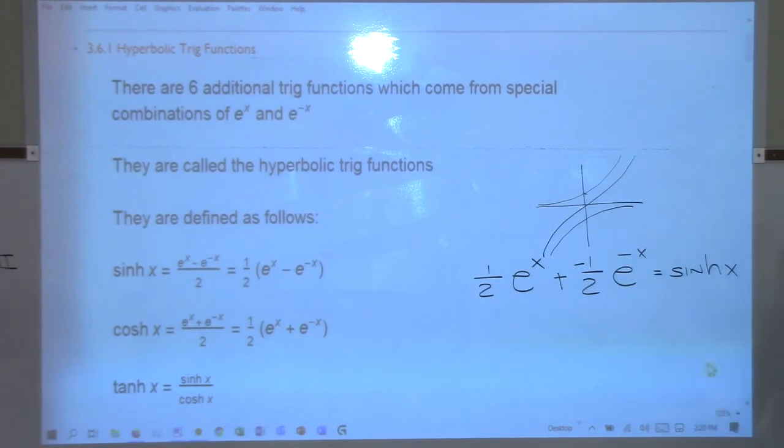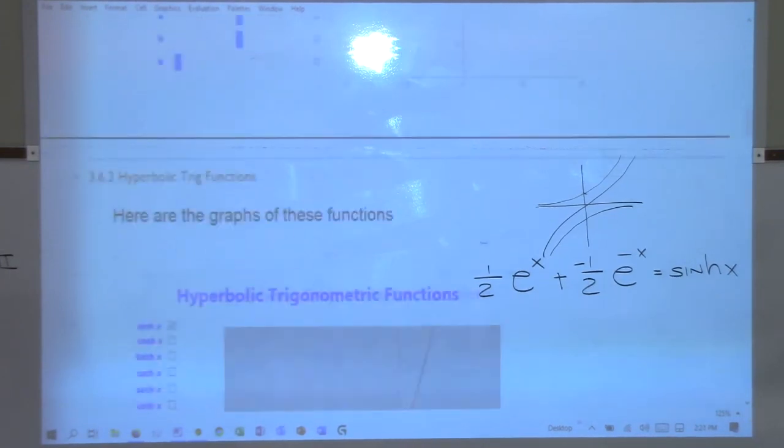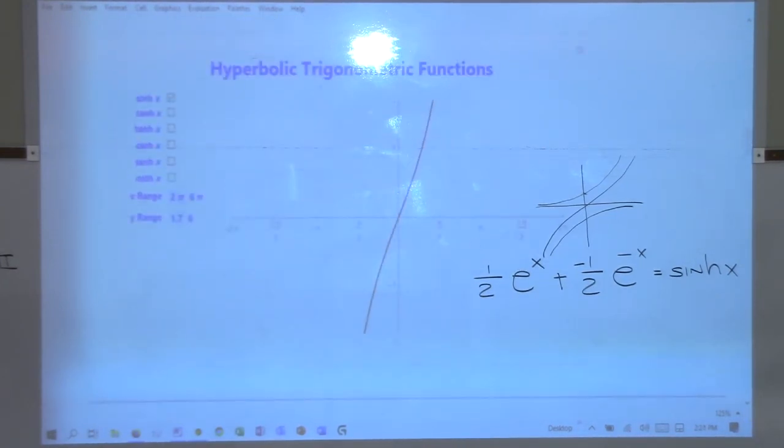All right, and let me show you the picture of it. Don't worry about the pictures. There it is. There's your hyperbolic sine function, all right?